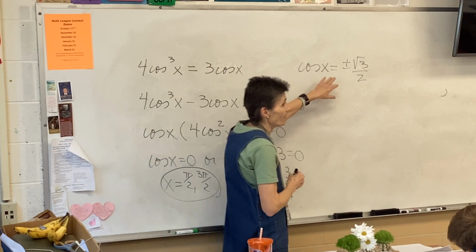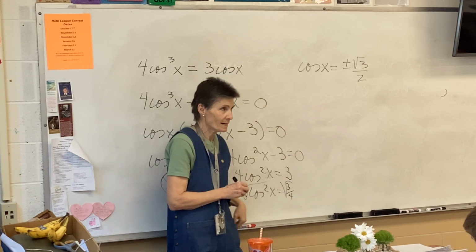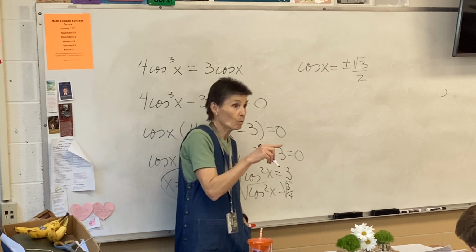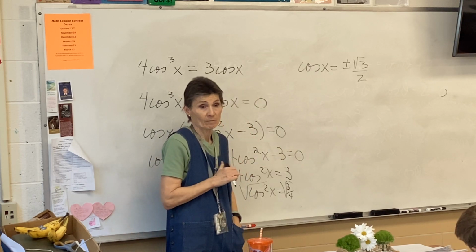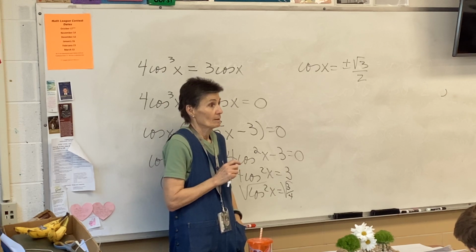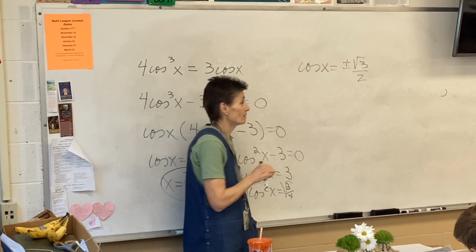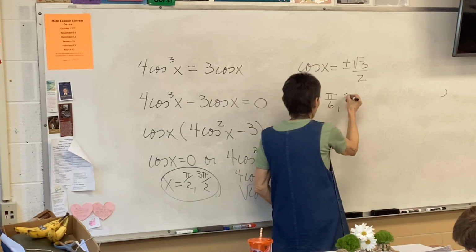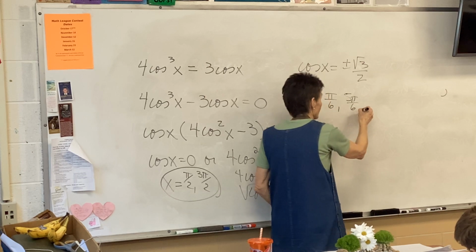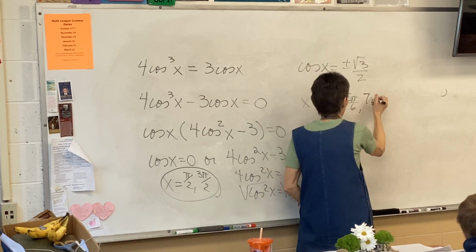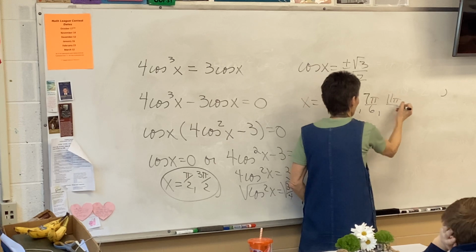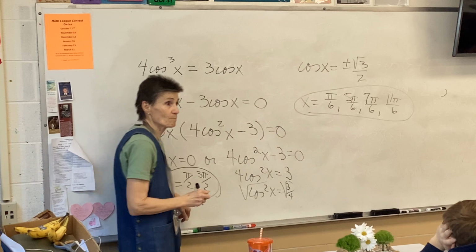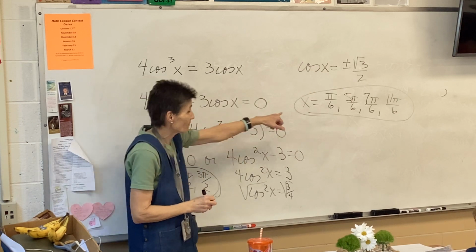Where is the cosine plus or minus root 3 over 2? Well, it's in every quadrant. And how big is the angle? Pi over 6. So we'll have pi over 6, 5 pi over 6, 7 pi over 6, and 11 pi over 6. So this problem had 6 different answers to it.